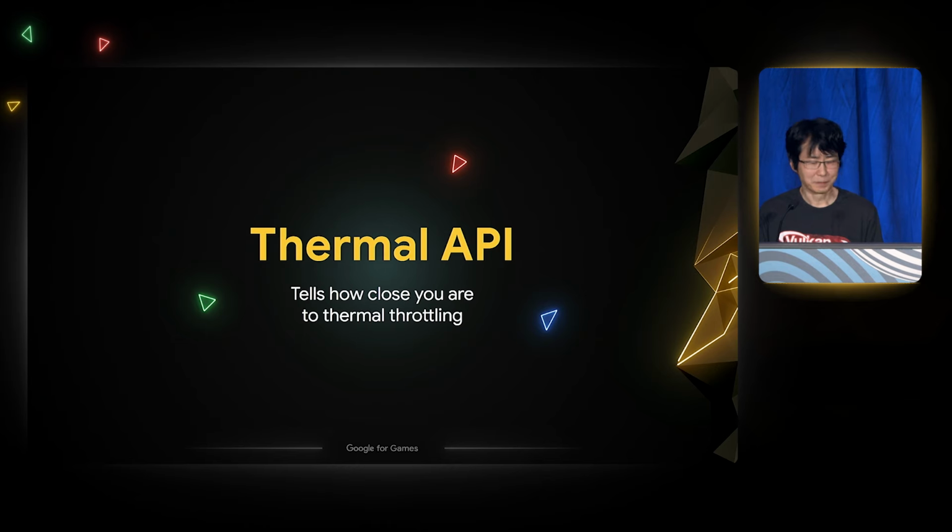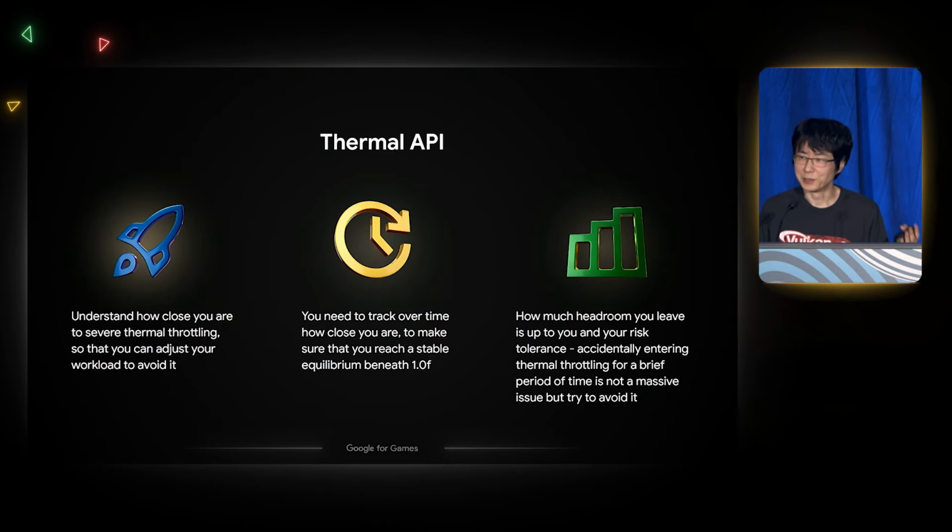Another one is the Thermal API. By using the Thermal API, you can retrieve the status of the device, how likely the device is to be thermally throttled. The API returns a value from 0 to 1. A value of 0 means that the device is not throttled at all, and 1 means the device is throttled heavily. And depending on the value, your game can adjust the workload dynamically. For example, if the device is throttled heavily, you can reduce the workload of the game so that eventually the game and the device won't be throttled anymore. This kind of dynamic adjustment is pretty good for Android device gaming.